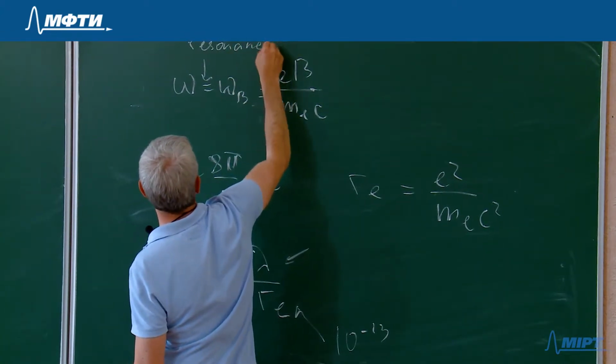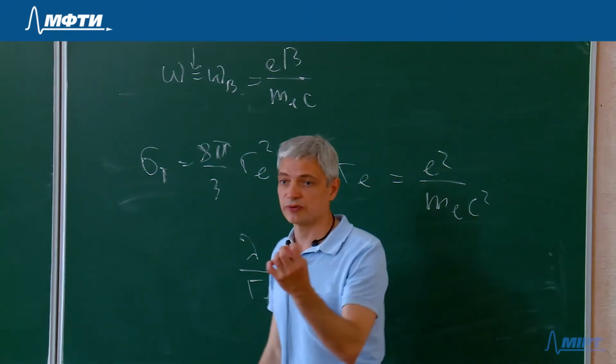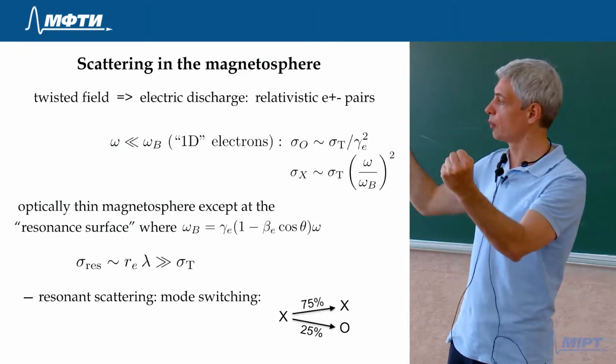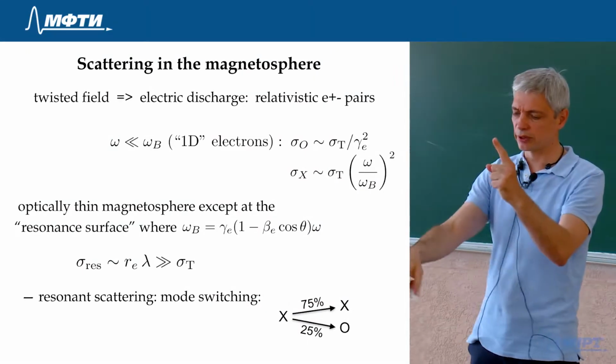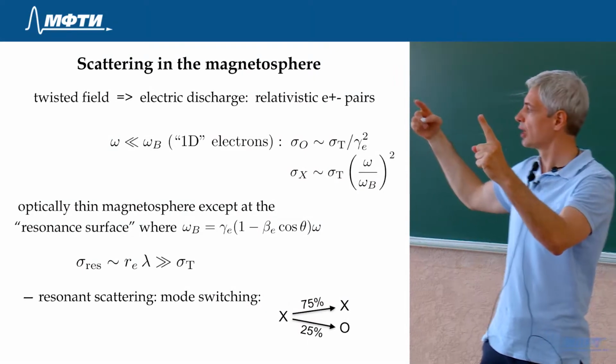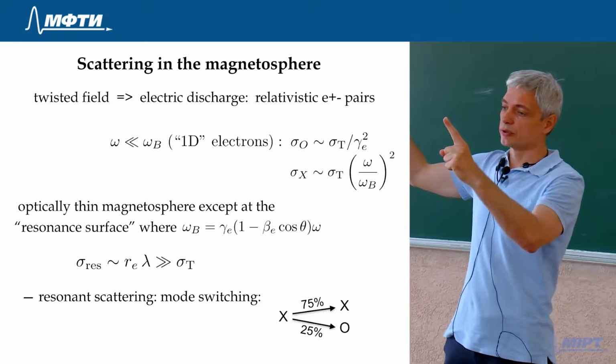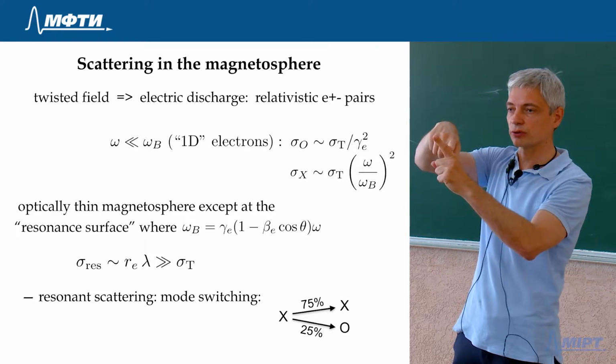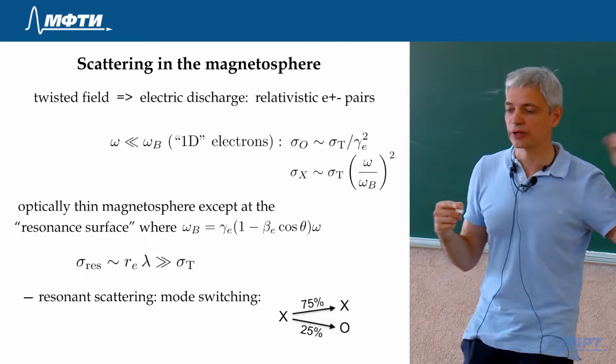Well, strictly speaking, this condition needs to be satisfied in the rest frame of the electron. Okay, so when you have a photon and the electron is moving, and typical electrons are moving with high Lorentz factors, you first calculate the Doppler shift of this photon to the local rest frame of the electron, and then you check whether you have the resonance condition.